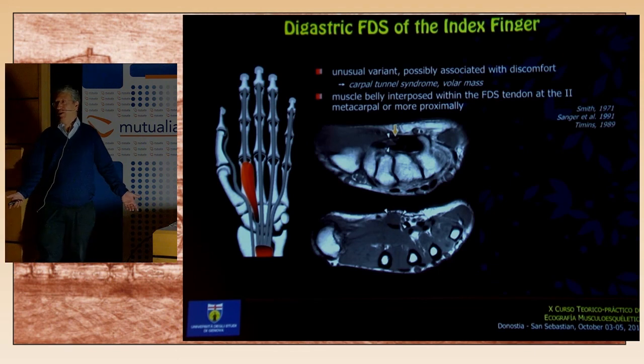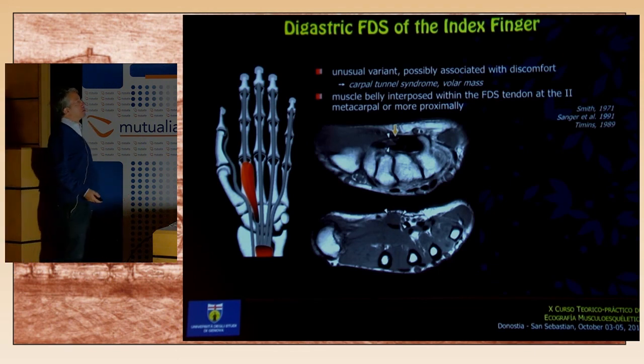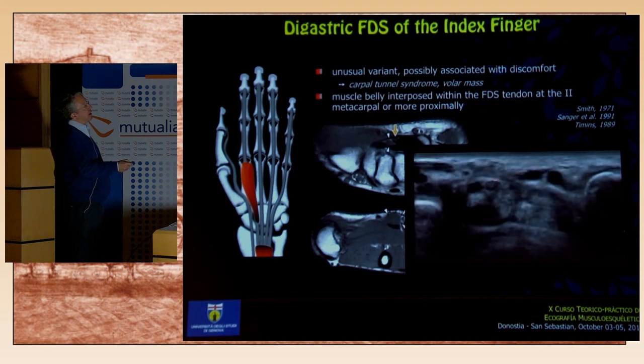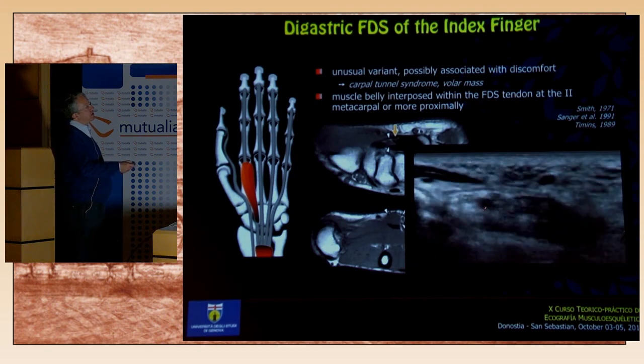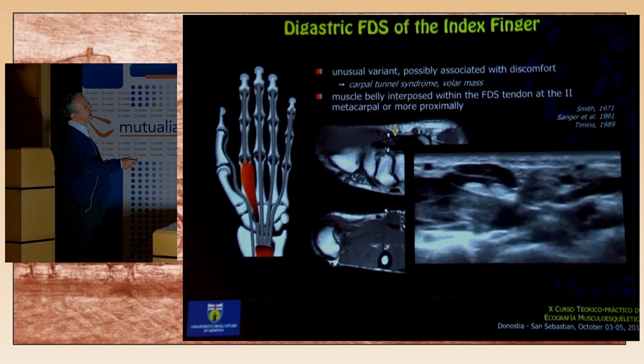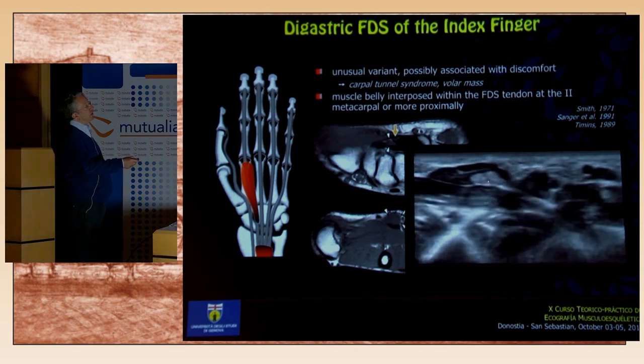There is no fluid. Why? Because there is a muscle. So you see the bifid median nerve in the middle. You see the muscle starting here and then expanding more and more distally over the tendon of the index.